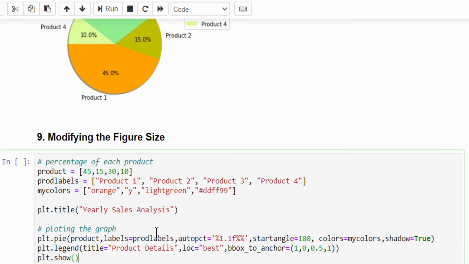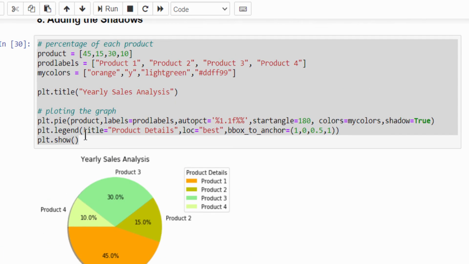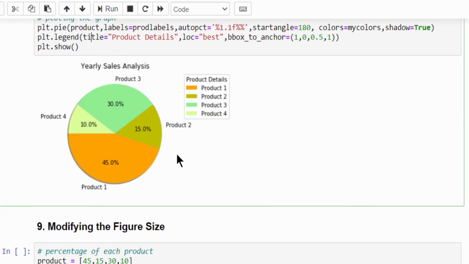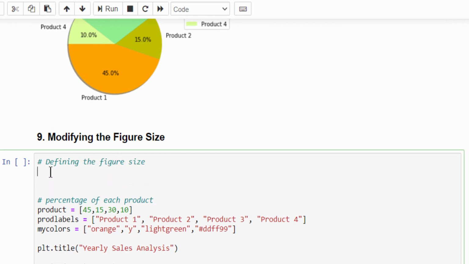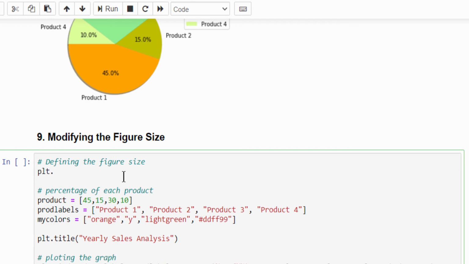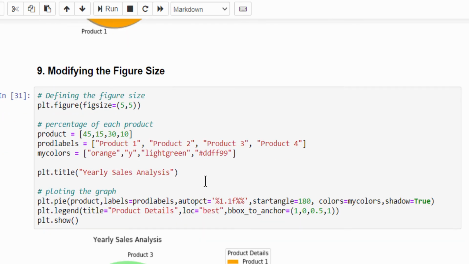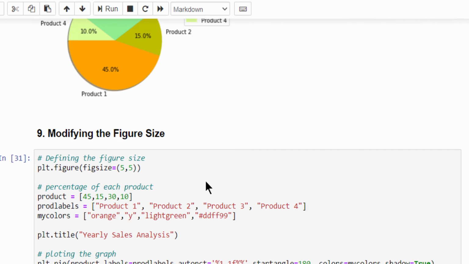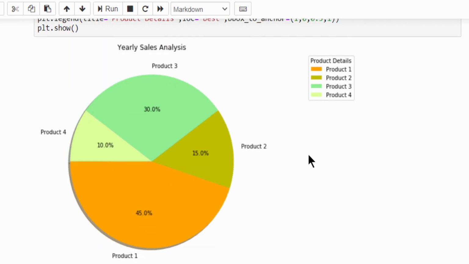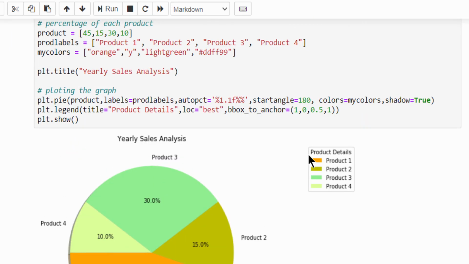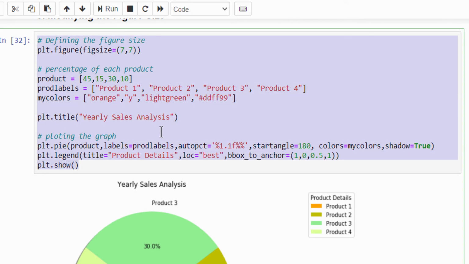Then we can also modify the figure size. Here it looks a little bit smaller. We can increase the size of that also. Let's define the figure size. plt dot figure, then figsize equal to, what is the dimension, 5 comma 5. See, it looks bigger than this. You can also make 7, 7. See, this looks even bigger. If you want, you can increase the size according to your wish.